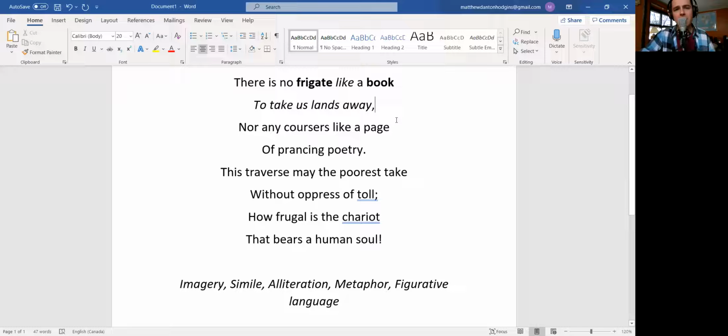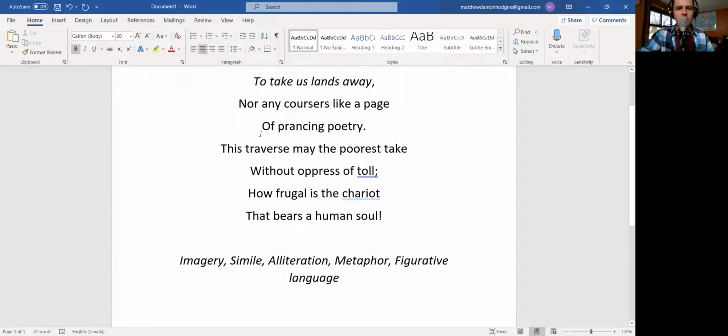To take us lands away, I would say that that is obviously figurative, right? That's some figurative language right there, because we're not saying that a book is literally going to take you lands away, right? If you look above, we've got a simile just saying that a frigate is like a book. It isn't officially a book, right? It's like a book in the sense that it will take you lands away in a figurative way. Okay, so far so good. And so far I agree with the author as well, or with the poet, pardon me.